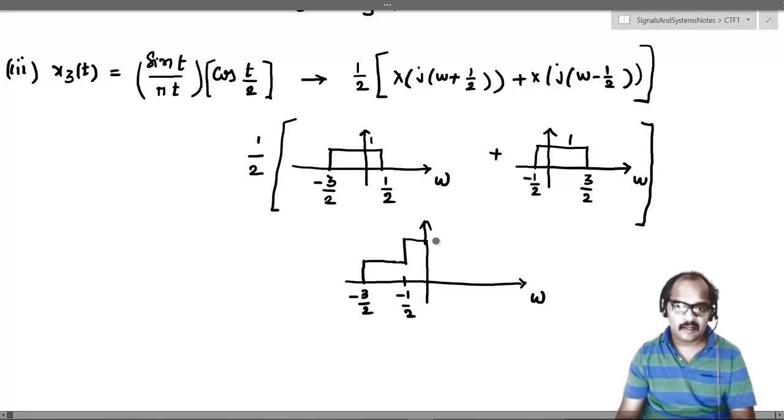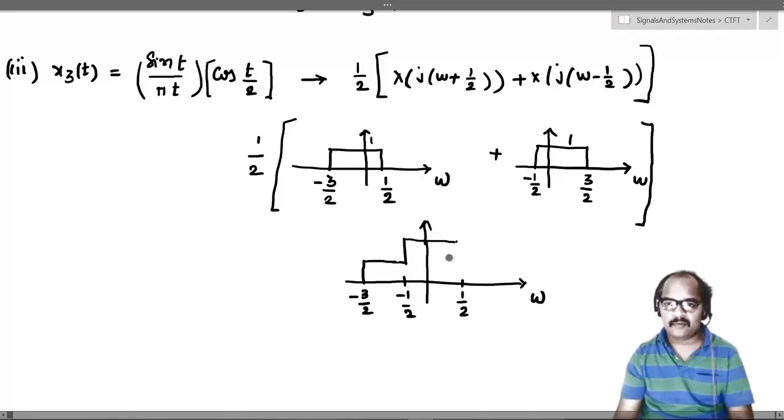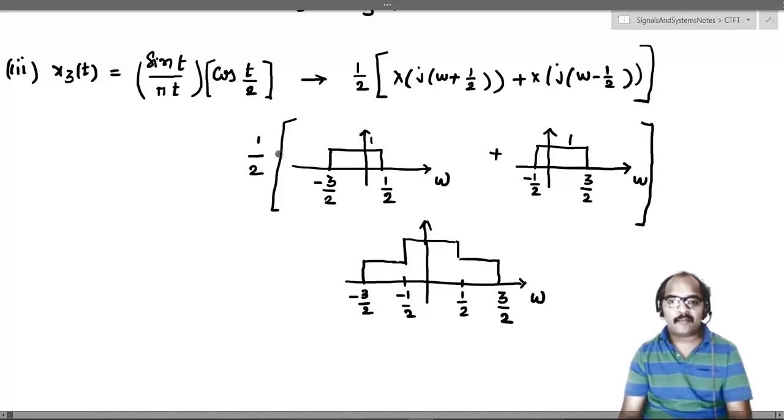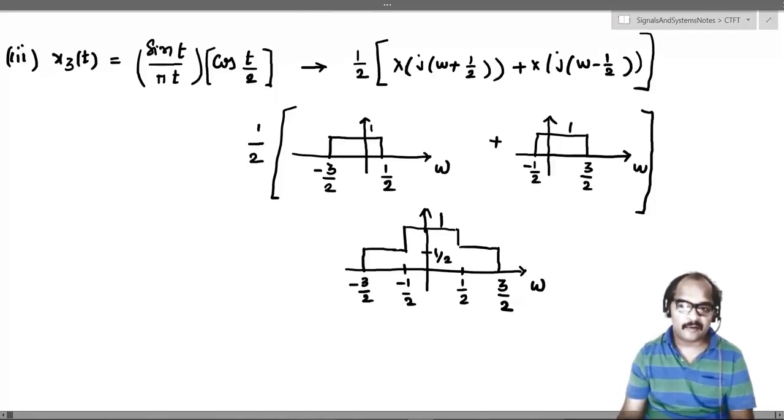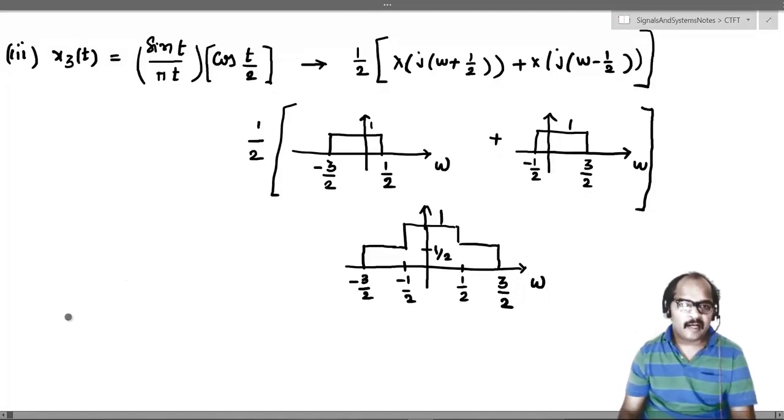So you will get a rectangle again from minus half to plus half, and then beyond half this one is 0, and this one is 1. So finally you will get plus 1. Okay, so that would be the final Fourier transform, but that should be multiplied with whom? With half. So what will happen here? Here you will get half, here you get twice the amplitude, but multiplied with half would be 1. So this would be the Fourier transform of the signal sin t by pi t multiplied with cos t by 2.